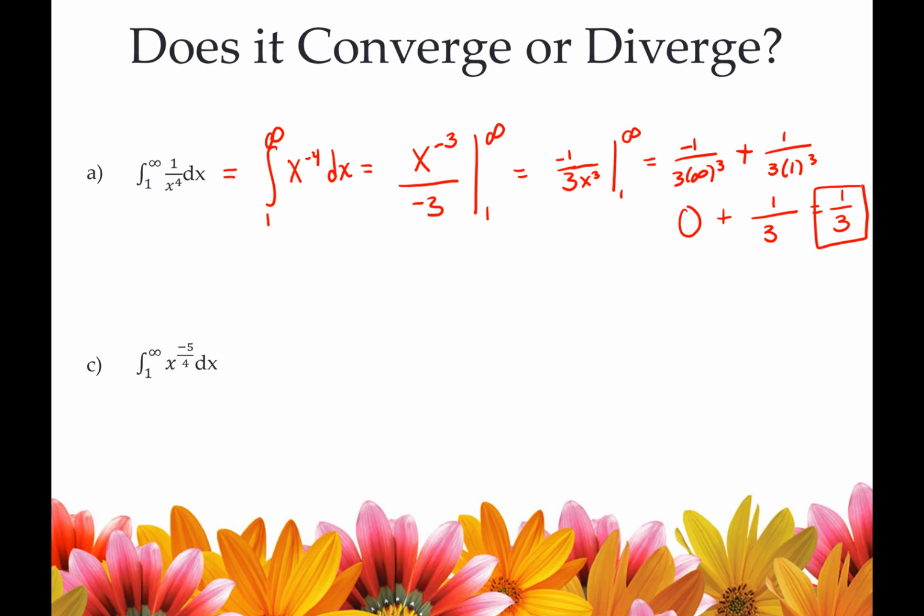Now we know that that's true because our p-value is 4, and we know that this is 1 over p minus 1. 1 over 4 minus 1 is 1/3. So I just kind of checked that my answer was correct.